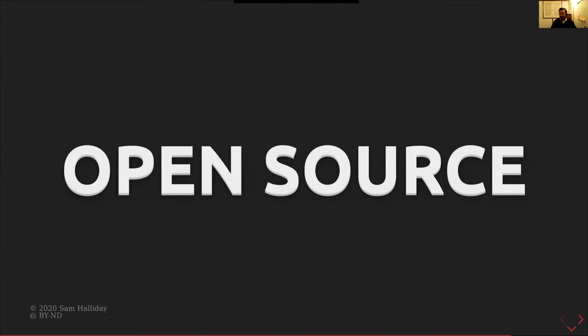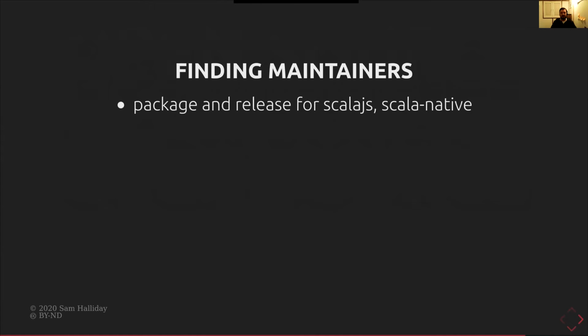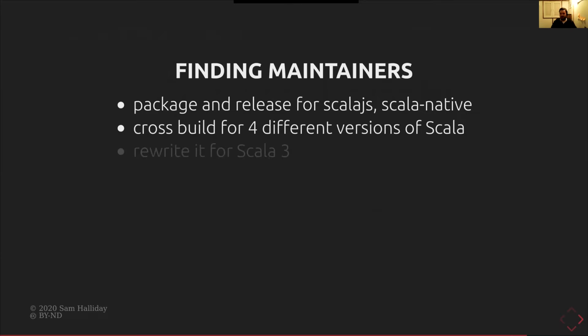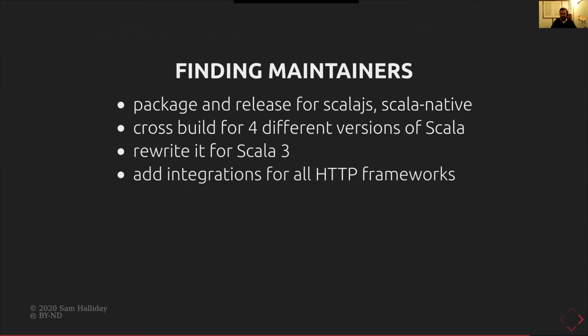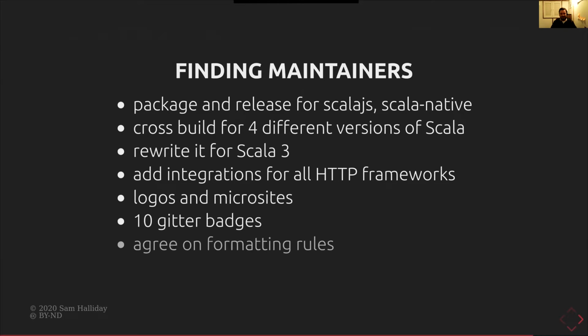So this is all open source, but I'd written this and called it JSON. And the thing is, writing an open source library for Scala these days incurs a lot of other things. You need to find maintainers who are going to package and release for Scala.js and Scala Native. You have to cross-build for 4 different versions of Scala. You have to rewrite it for Scala 3. You have to add integrations for other frameworks, get a logo, a microsite. You didn't have to do any of this 10 years ago. Get badges, agree on formatting rules, which is the hardest possible thing in any open source project, and find a welcoming and inclusive community that can go and try to get this used places.